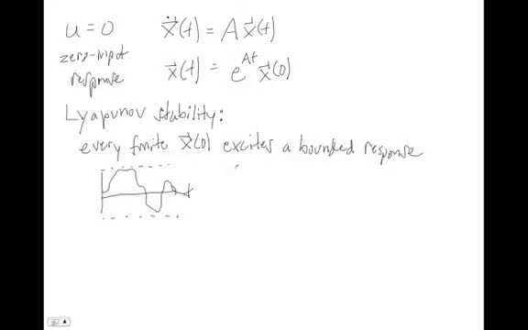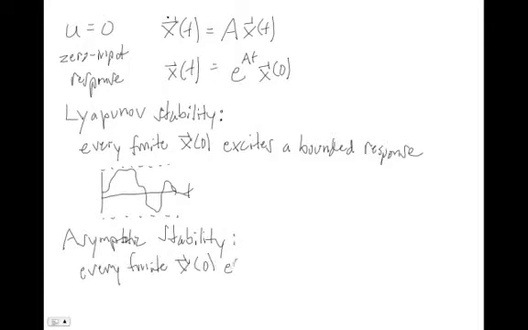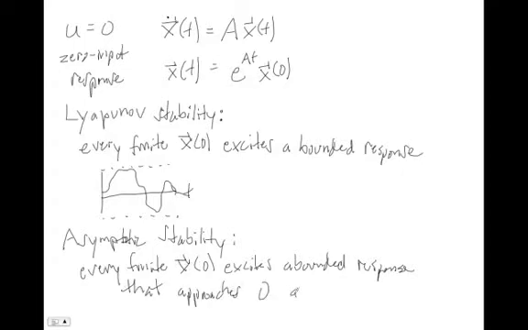The next type of stability that we're going to look at is known as asymptotic stability. And a system is asymptotically stable if every finite initial condition excites a bounded response, and I should say that approaches zero as time goes to infinity. So basically, x of t goes to zero as time goes to infinity. So this is a type of stability that has this sense that not only do things not go to infinity, but they actually decay away to zero over time. And if you look at the definition of Lyapunov stability, every finite initial state excites a bounded response, and in asymptotic stability, every finite x naught excites a bounded response that goes to zero as time goes to infinity.